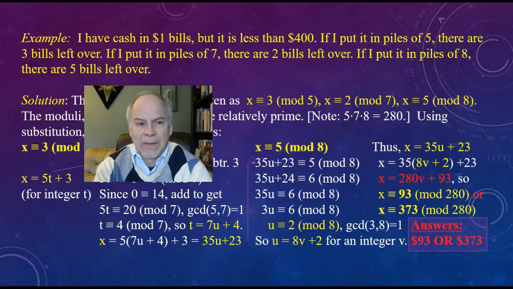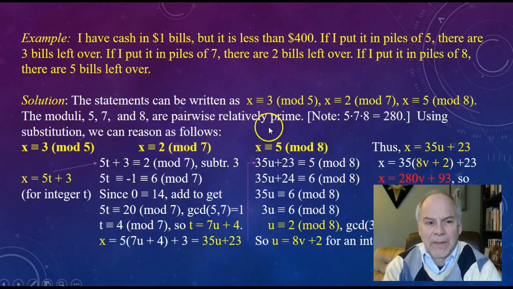So let's look at another problem, and I've tried to organize it a little bit better this time, so you can see what's happening here a little bit better. So here's an example. I have cash in $1 bills, let's say, but it's less than $400. So that's like the 500 seat auditorium limit. 400 is our limit in this case.